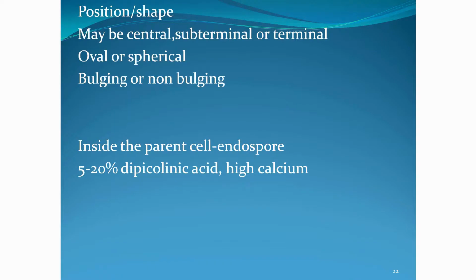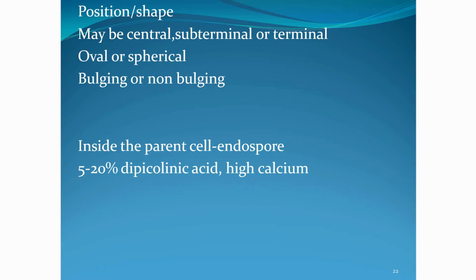Based on the number of the spores, where it is positioned, or what the shape of the spore is, there are different types. For example, the position of the spore can be central, in the center of the bacilli organism, or subterminal, or terminal. Sometimes the spore is spherical in shape, or it can be oval in shape. In some bacteria, it is a bulging spore, whereas in some other bacteria, it is a non-bulging spore.